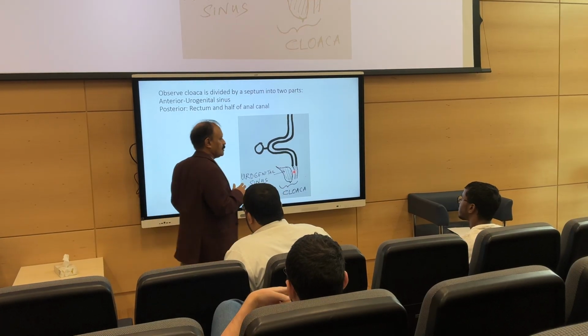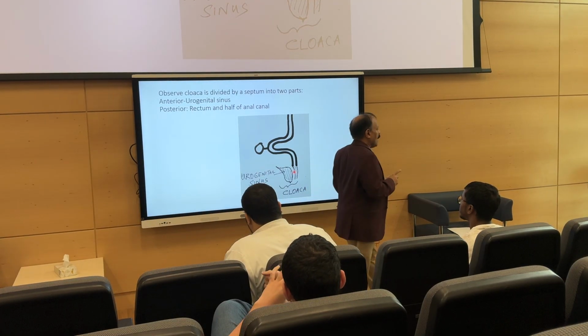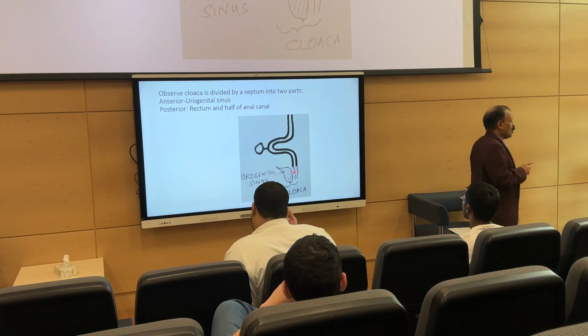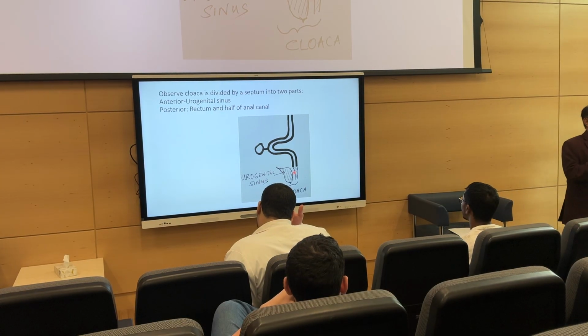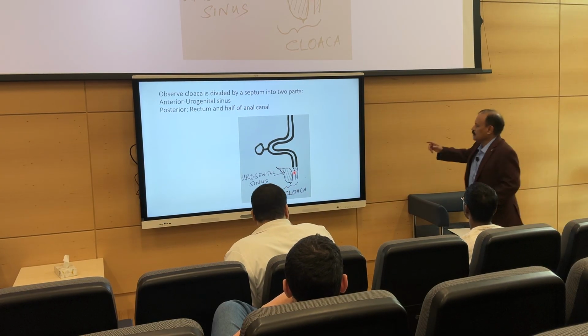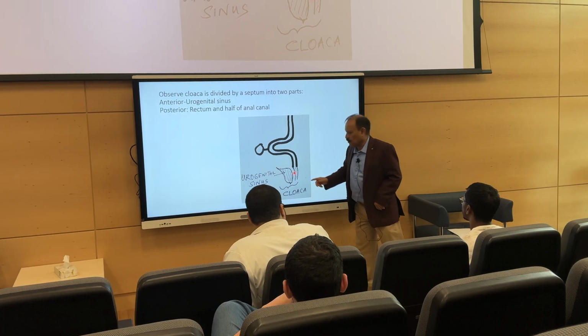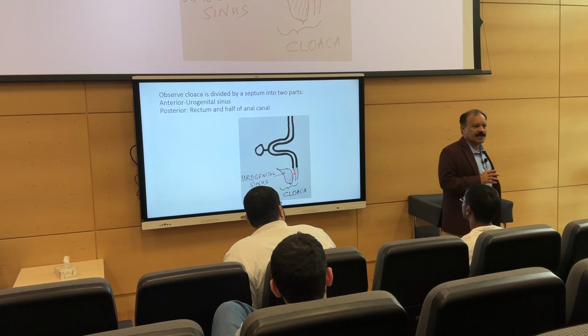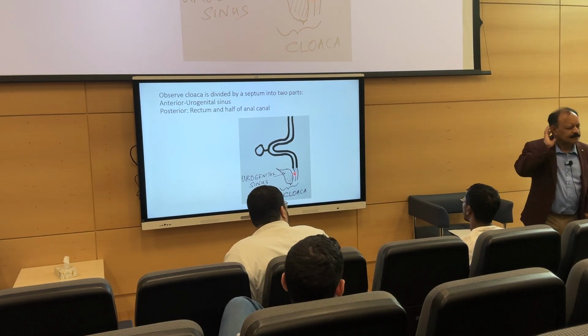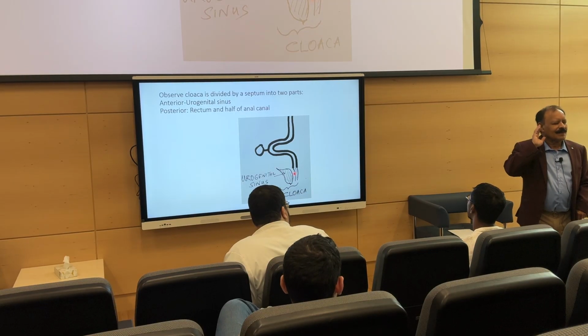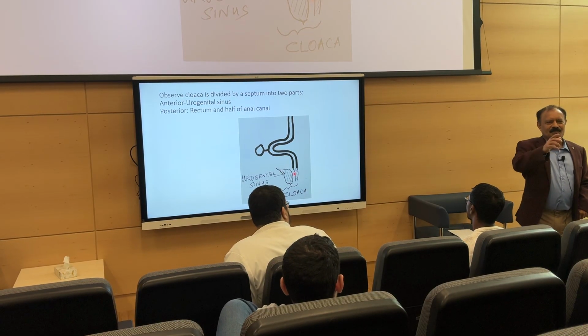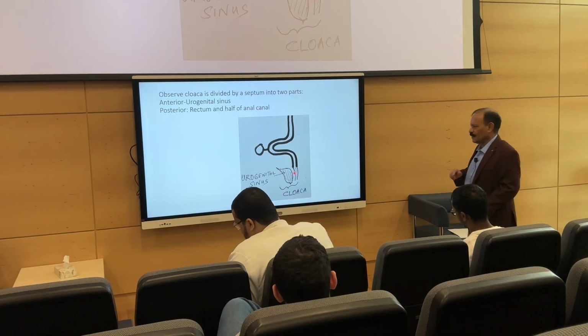One more time. I'm saying the urorectal septum should be complete. In my diagram, it's complete, from here to here. If it is not complete, what will happen? The vagina and the rectum will be open. Very good. Give a big hand to what he's saying.